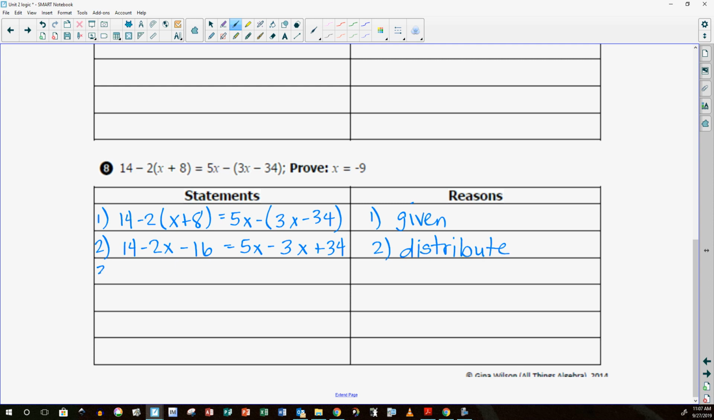Then the next step, I notice as I look on the left side that there's a 14 and a 16. Those are just plain whole numbers, so I need to combine like terms. So 14 minus 16 is negative 2. Then bring down the 2x. Over here, I notice there's x's, so I need to combine like terms. So 5 minus 3 is 2x plus 34. So I combined like terms, or simplified if you want to call it that.